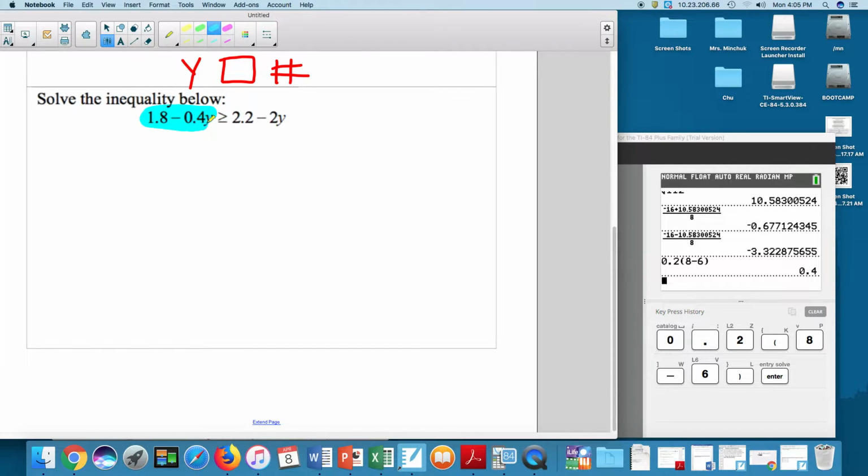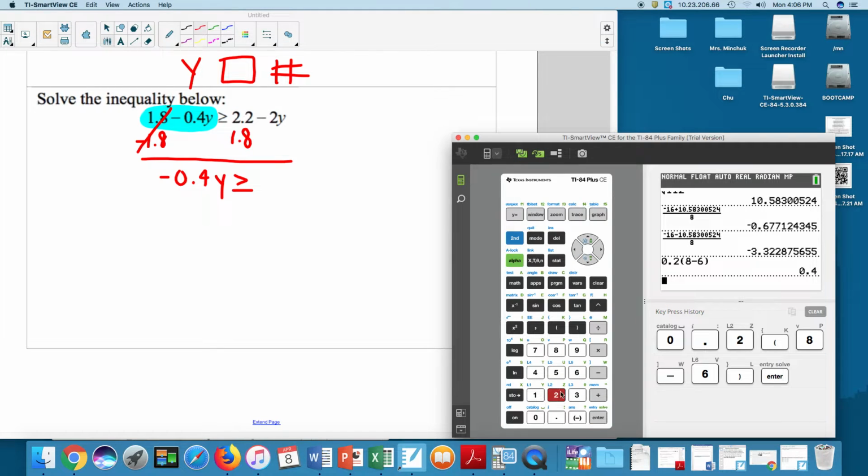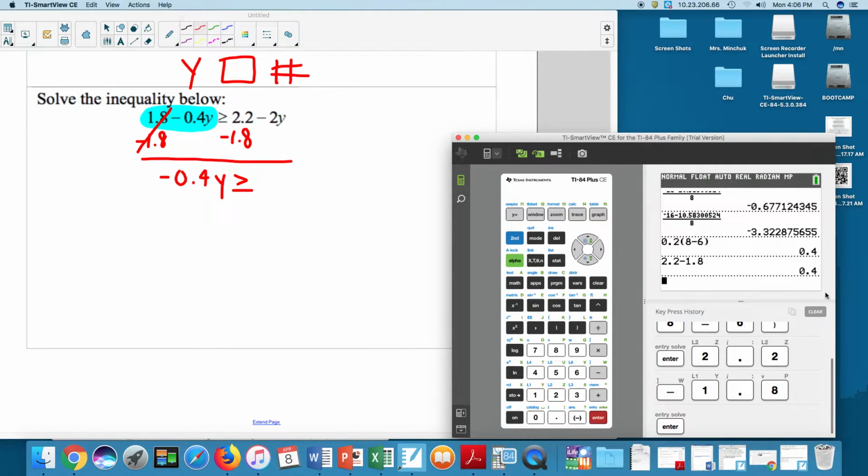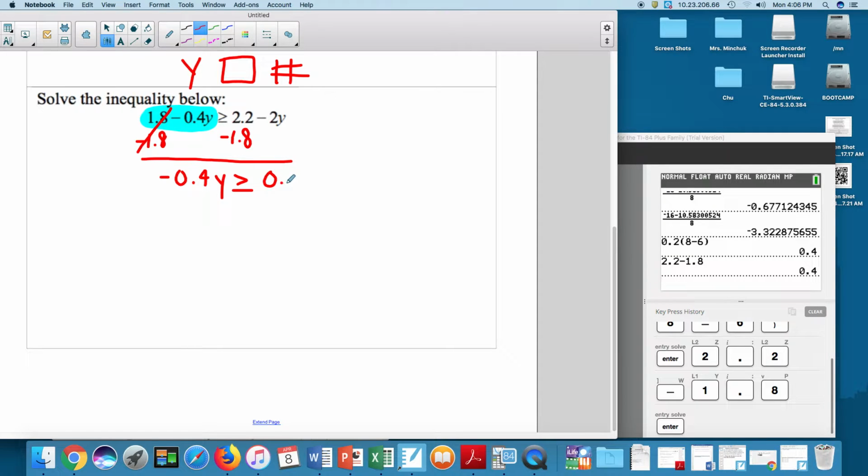So let's take a look at the left side of our inequality, and we want to ask ourselves, what doesn't belong? Well, the 1.8 doesn't have a variable, so what we want to do is move it over to the other side. Minus 1.8 from both sides. And I get, well, this cancels out. Negative 0.4y is greater than or equal to, let's plug this into our calculator, 2.2 minus, whoa, I didn't write minus here, gotta be careful. Minus 1.8. And we get 0.4. So this is equal to 0.4 minus 2y.